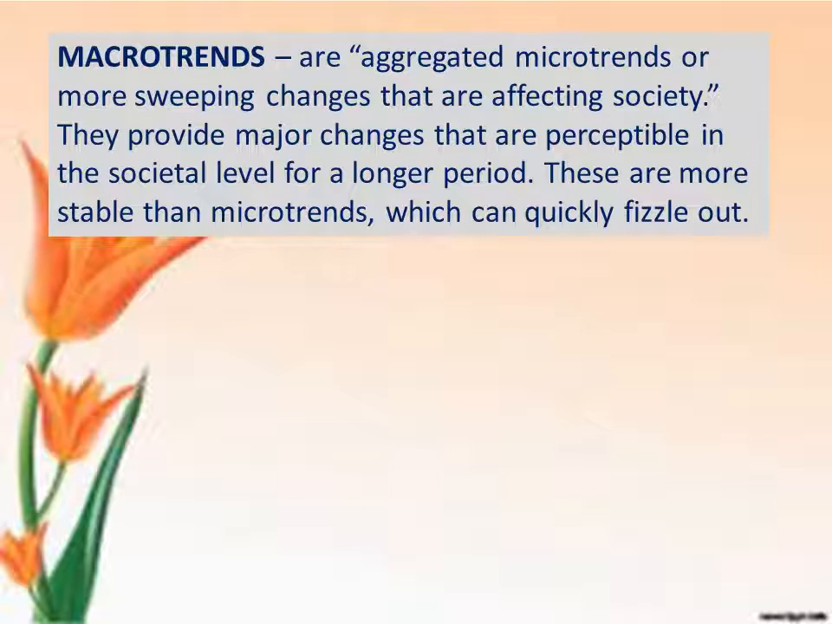Macrotrends. Macrotrends are aggregated microtrends or more sweeping changes that are affecting society. They provide major changes that are perceptible at the societal level for a long period. These are more stable than microtrends, which can quickly fizzle out.